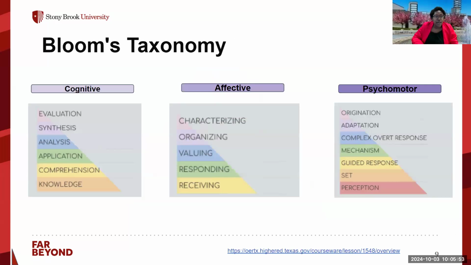So the other 2 subsets of Bloom's are affective and psychomotor, which are assumed to be rolled into the cognitive. So when, for example, the responding under affective, it's really how your students are responding to the information that you are teaching them. And receiving is how well they are receiving the information that you are giving them. The psychomotor, once again, is assumed to have been filtered into the cognitive.